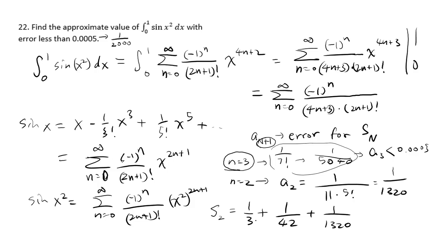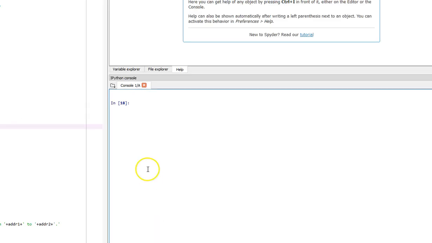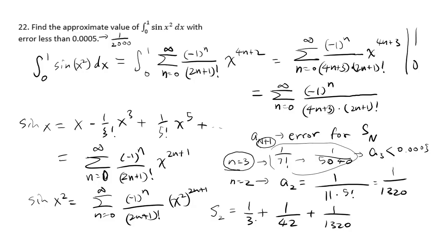If you insist, you can make it a single fraction, but I guess you can just put this into your calculator and figure out what that value is. So you can use your calculator. For me, I'll just use Python console. 1/3 plus 1 over 42 plus 1 divided by 1320 is going to give me about 0.3579. So that's the approximate value.